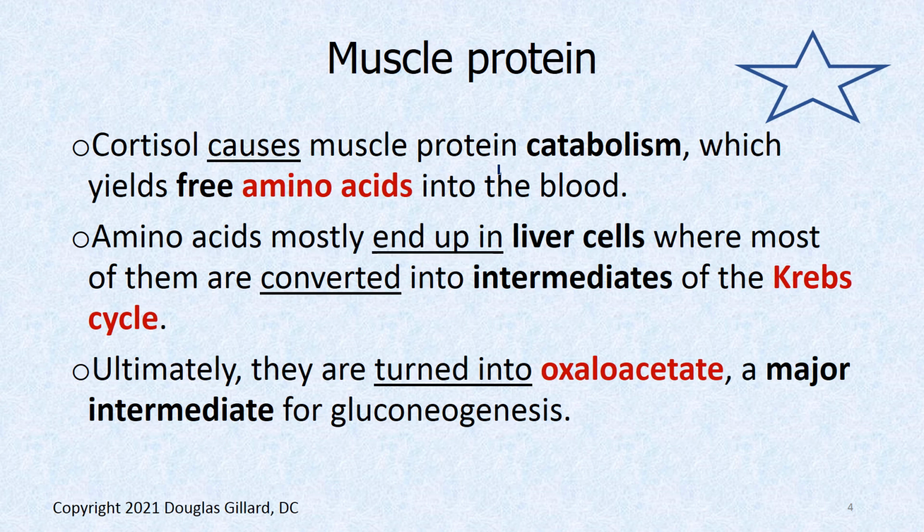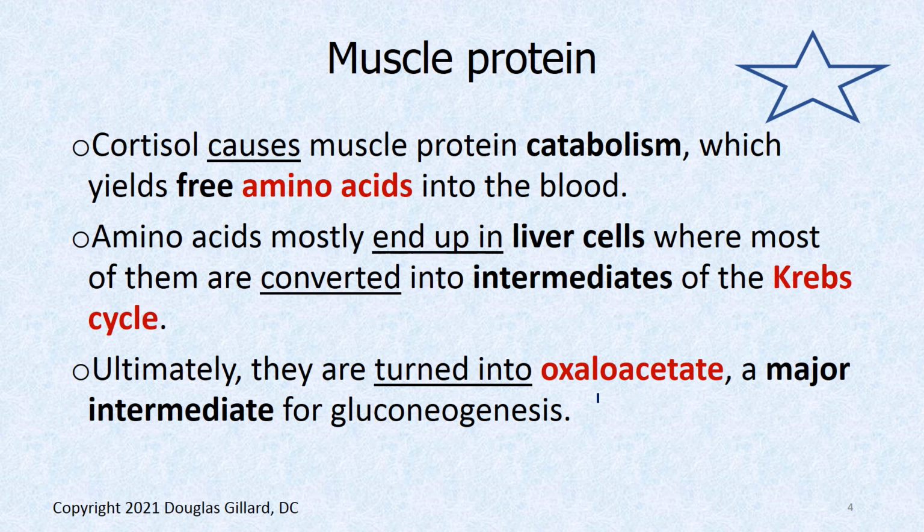So we're actually breaking down muscle fiber, and that's going to dump a whole bunch of free amino acids into the blood. And most of them end up in the liver cells, where they can be converted into intermediates of the Krebs cycle. And this is why in biochemistry you had to learn glycolysis and the Krebs cycle. If you know glycolysis and the Krebs cycle, you almost know gluconeogenesis, because it's just running stuff backwards through those cycles, as we'll see.